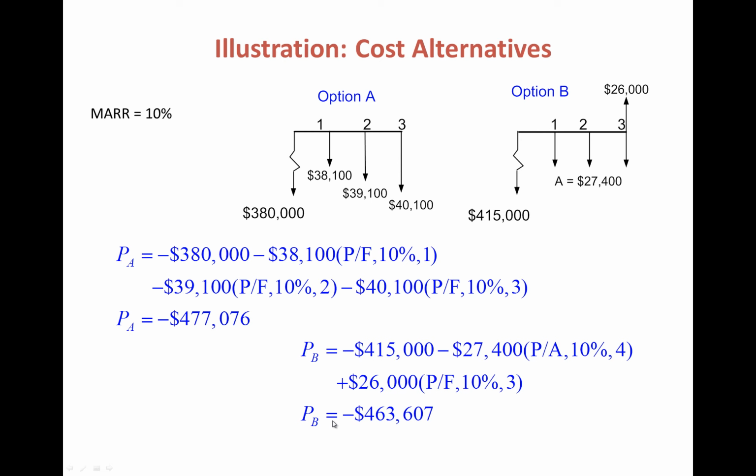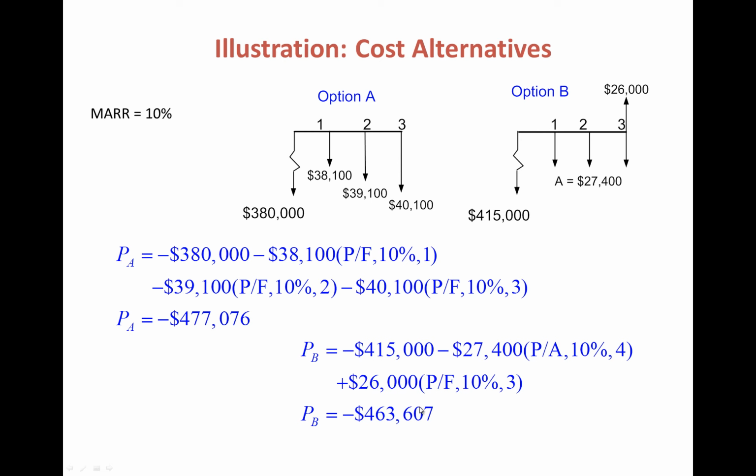The negative value here of negative $463,000 is more favorable than negative $477,000. You can see that there's the present outlay of $415,000 for the upfront capital costs, and then finding the present value of the annual series and then the salvage value added in.